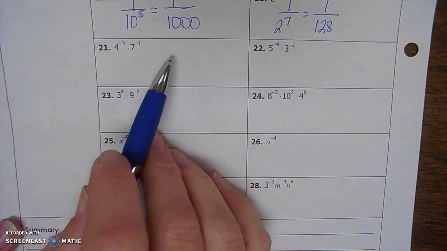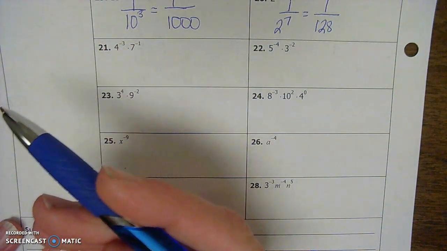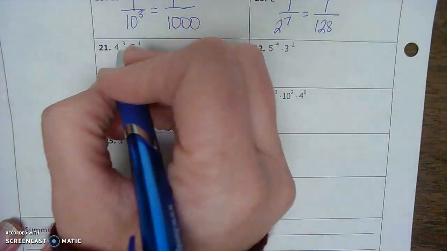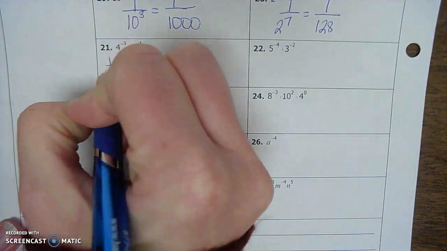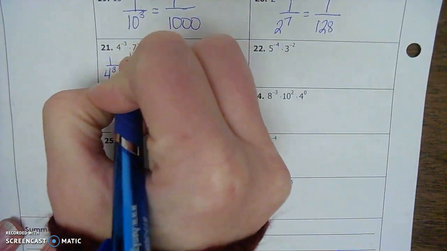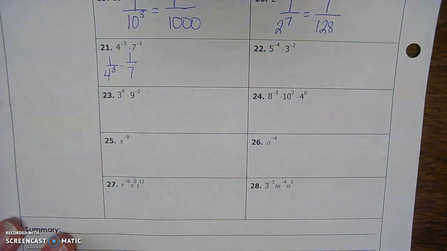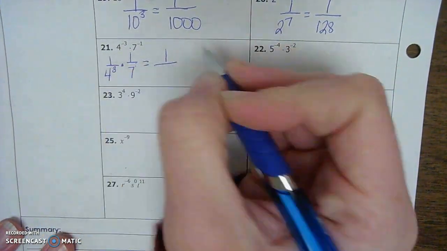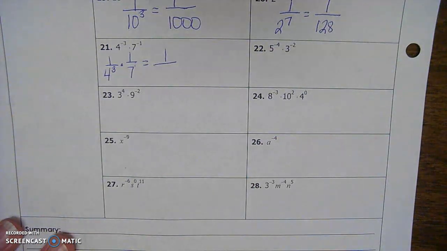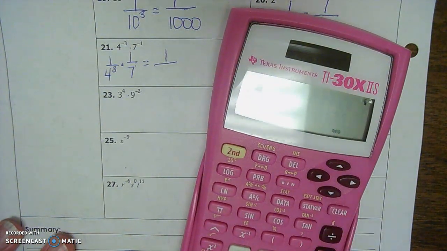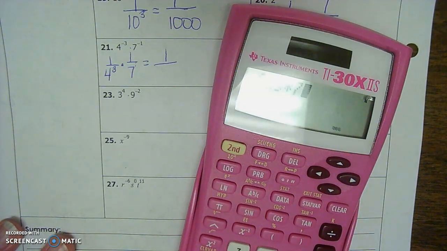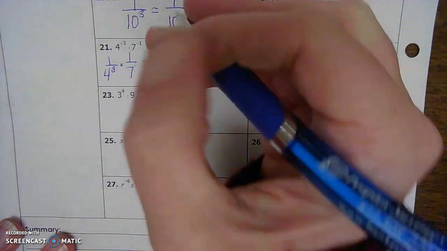21, we have two separate ones, so you just do it all at once though. You don't need to have two separate fractions. I'll show you both ways. If you do it separately, you would have 1 over 4 to the third times 1 over 7 to the first, which again is just 7. We should know from multiplying fractions, we multiply straight across. So 1 over 4 to the third, again, you can do this separately or all at once. 4 to the third is 64, and then times 7 gives us 448.